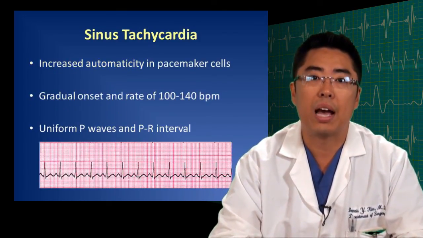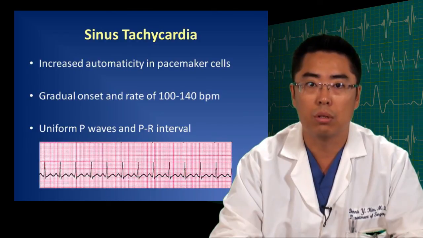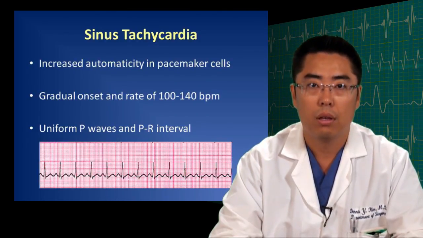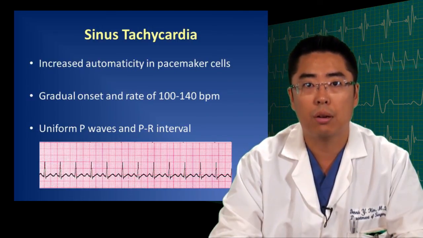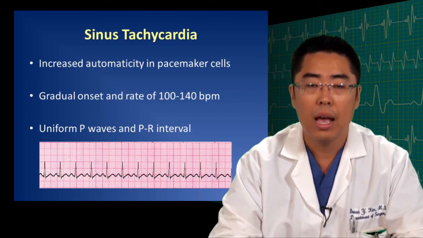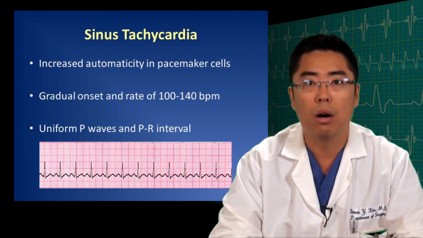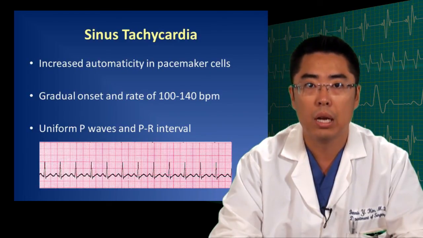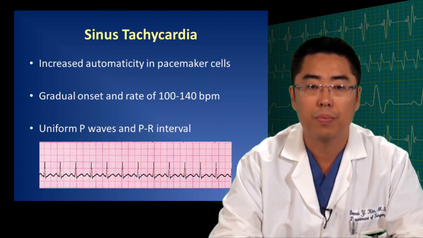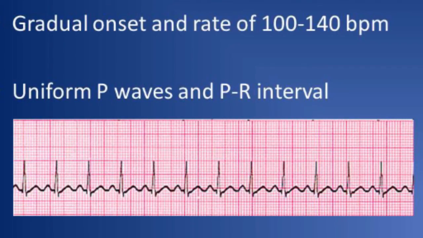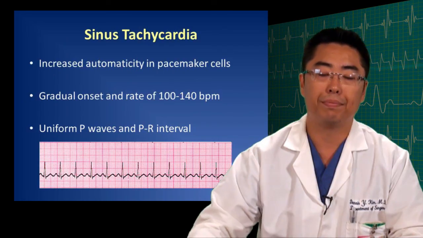With regards to sinus tachycardia, this is usually as a result of an increased automaticity in the pacemaker cells. Sinus tachycardia is usually characterized by a gradual onset, and the heart rate is usually between 100 to 140 beats per minute. Remember, the maximal heart rate is usually defined as 220 minus the patient's age. As you look at the rhythm strip on the screen, it demonstrates uniform P waves and a regular PR interval.